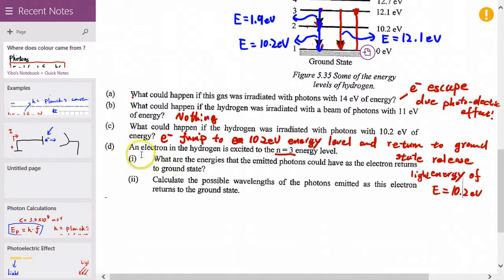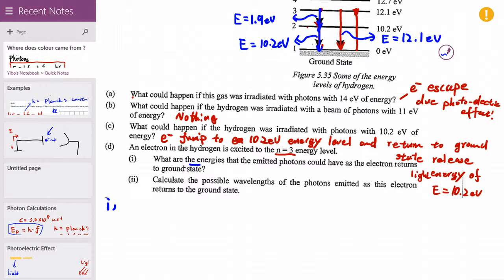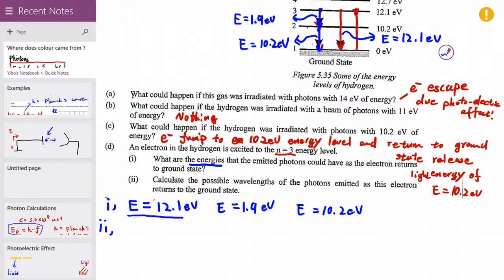Okay? So in order to do question D1, it asks what are the energies that the emitted photons can have. The emitted photons can have energy of 12.1 electron volts, energy of 1.9 electron volts, or the energy of 10.2 electron volts. And from those values, we can calculate the wavelength and the frequency of the light it emits.